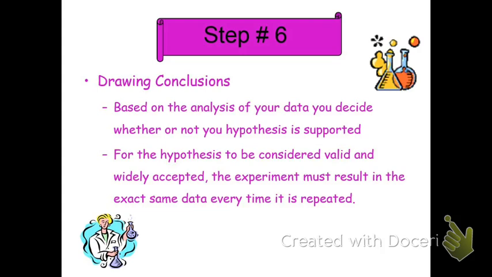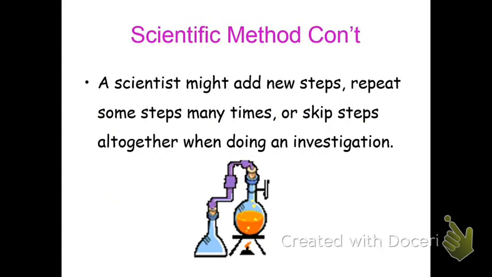Then the last step is to draw conclusions based on all your data. You basically say, okay, is my hypothesis right? Is my hypothesis wrong? For it to be correct, you just basically have to have data to support it and be able to repeat it. If it's not correct, scientists might add new steps, repeat some of the steps within the scientific method, or skip steps altogether in order to get to a correct hypothesis.